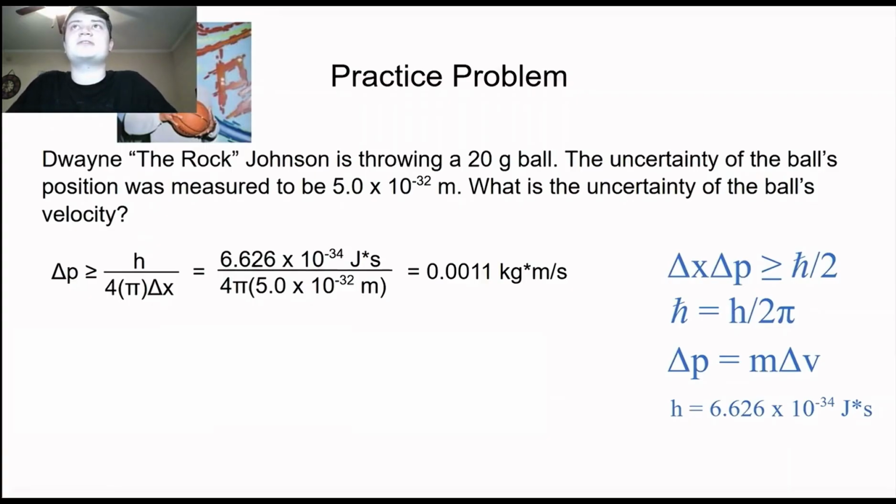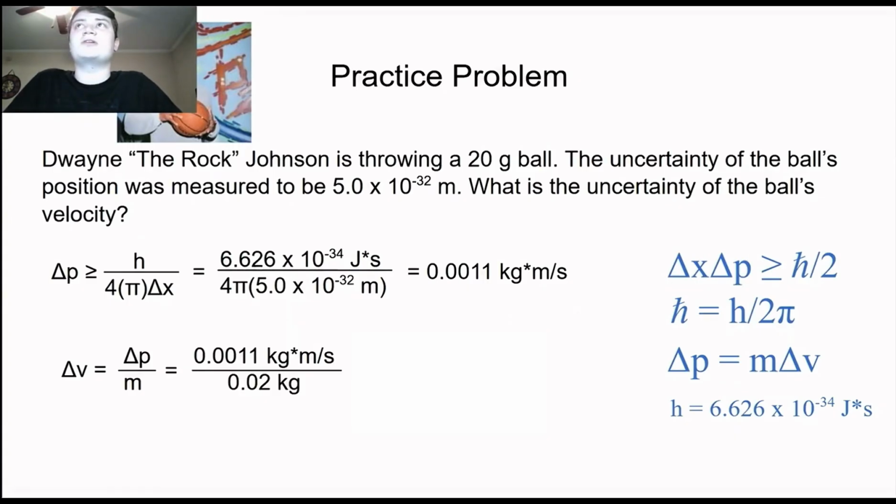This is not yet our final answer, as we need to account for the mass of the object in order to convert this to uncertainty in velocity. We will divide the initial answer of 0.011 kilogram meters per second by the 20 gram mass, and we will get a resulting answer of 0.05 meters per second for the uncertainty in velocity. That is our final answer. Most important thing is to make sure you remember to divide delta p, the intermediate answer, by the mass to get that uncertainty in velocity.